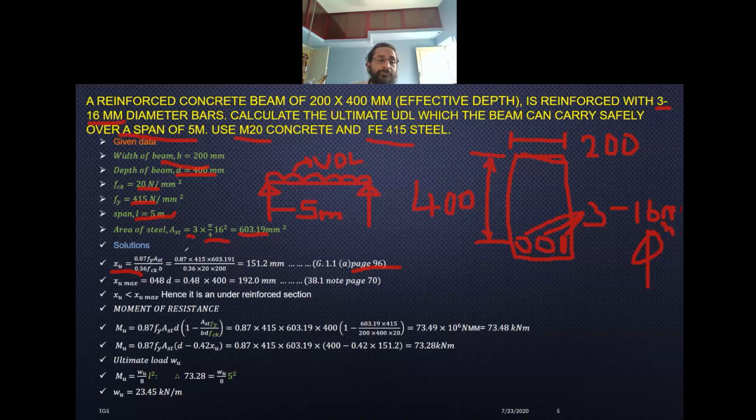0.87, fy is 415, Ast is 603.18, divided by 0.36 into fck, fck is 20, into b. b is 200. Then we get 115.2 millimeter.